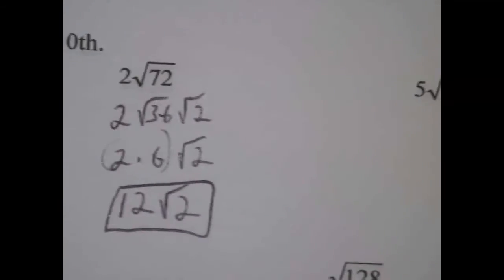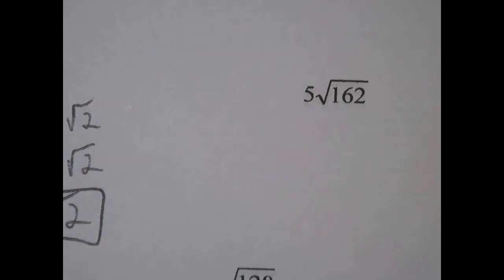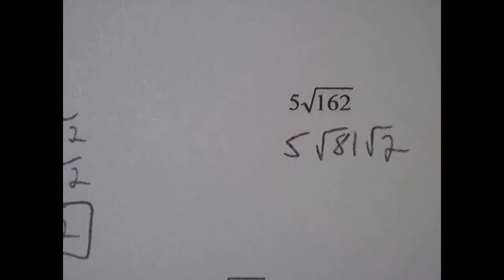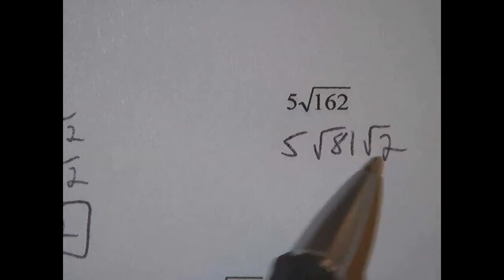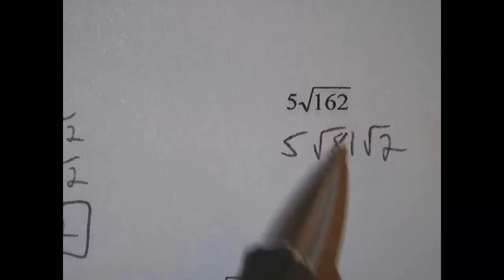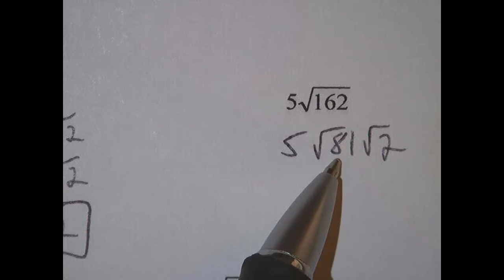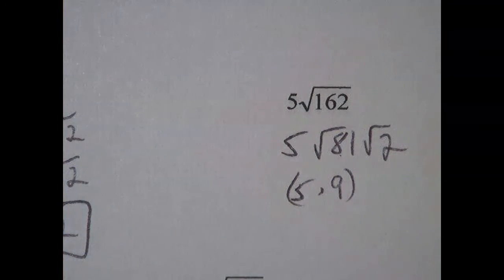All right. Try the next one. Think about it for a minute. Pause the video. Okay, did you get 81 times 2? 162 is twice as big as 81. Why does that matter? Because 81 is one of our perfect squares, and that's what we need right here. So this is 5 times 9 multiplied together. They're both now outside of the radical, right? This allows me to write it as just 9, and then the rad 2 is in the radical. This is 45 square root of 2.